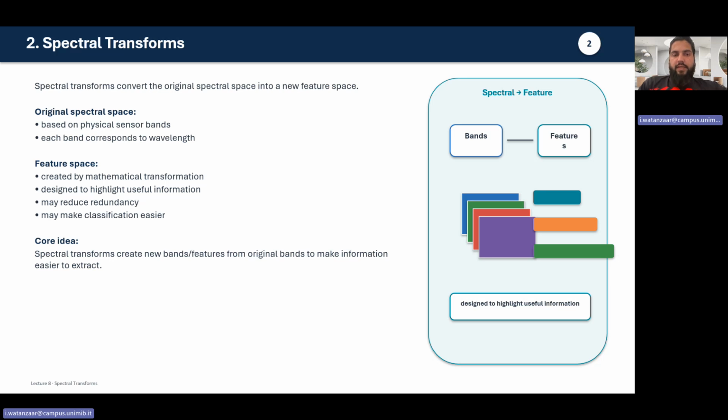The feature space is created by mathematical transformation of the physical bands. It is designed to highlight useful information in the spectral response or reflectance, and it may reduce redundancy. The main idea is redundancy: we have similar information across bands.